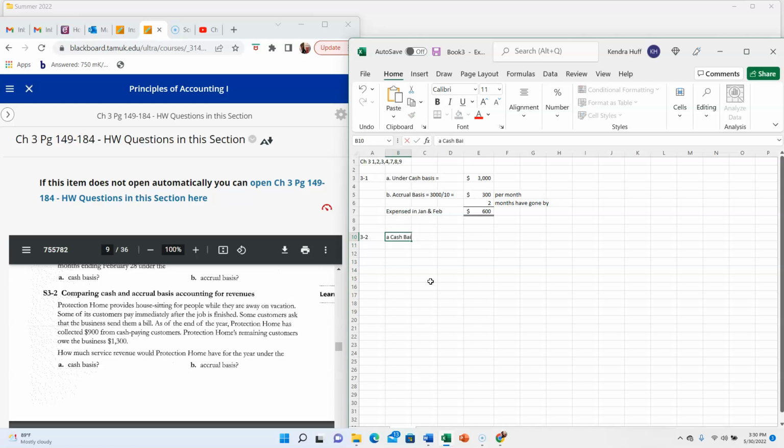So under the cash basis, it's just going to be the $900 that they've received. And under the accrual basis, it's going to be the $900 earned and received plus $1,300 earned. Because what you're looking at is how much have you actually earned. So it will be $2,200.